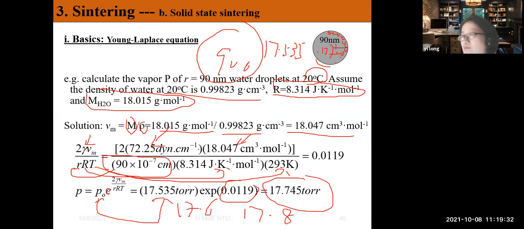Okay, so this is one of the tutorial questions. Change from 990 to 900. Actually, the calculation is so simple already, right? But I don't teach you, I don't tell you. Go back to calculate. Tell me the answer. Is it closer to 17.6 or 17.8?